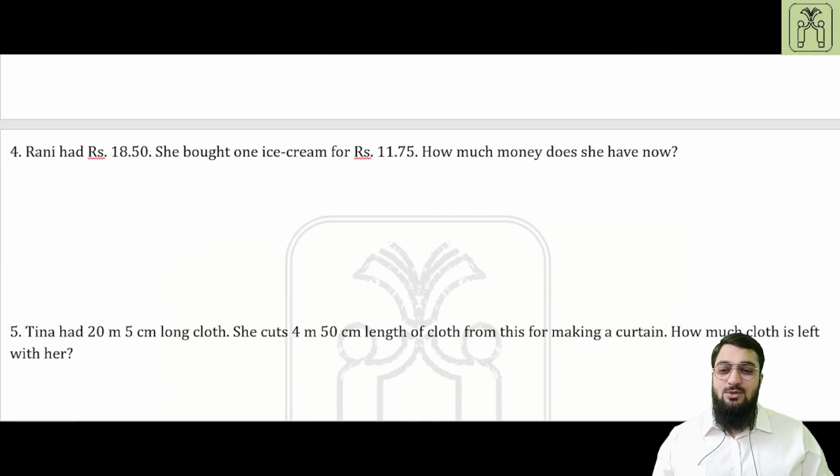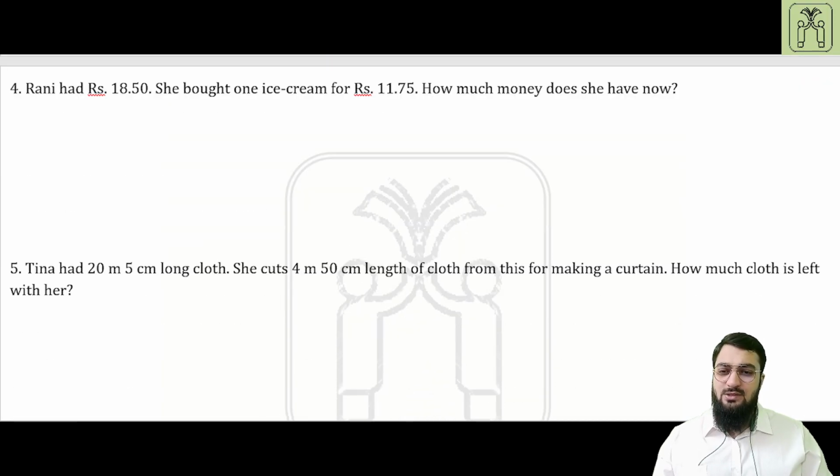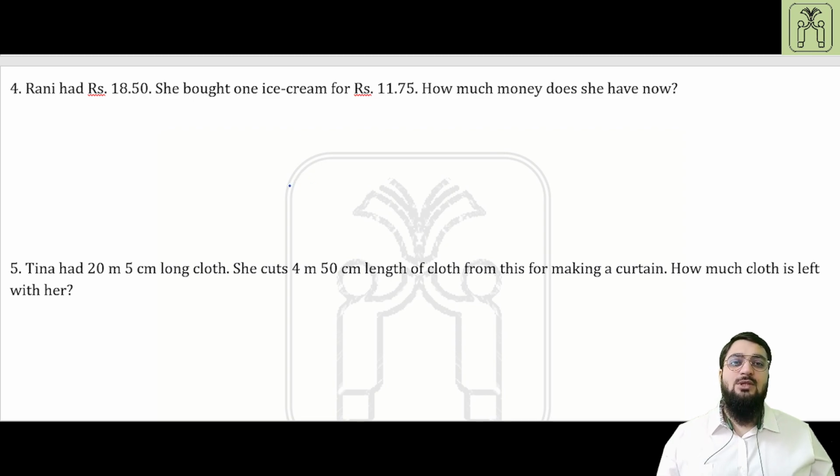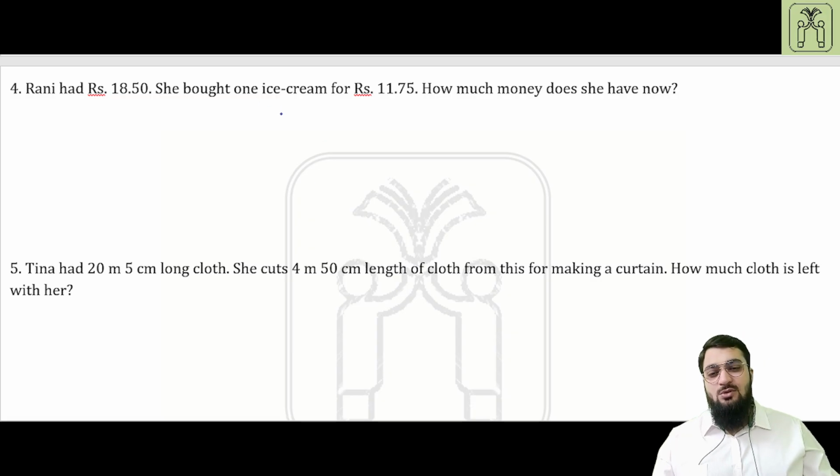Coming to the next question. Rani had rupees 18.5. She bought one ice cream for 11.75. How much money does she have now? This is also the same kind of question. You just have to change the statement: Rani had a total amount equal to 18.50, equation 1. Next line, Rani bought an ice cream for an amount equal to 11.75, equation 2. Subtracting equation 2 from equation 1, we will get the total amount of money she has as of now.